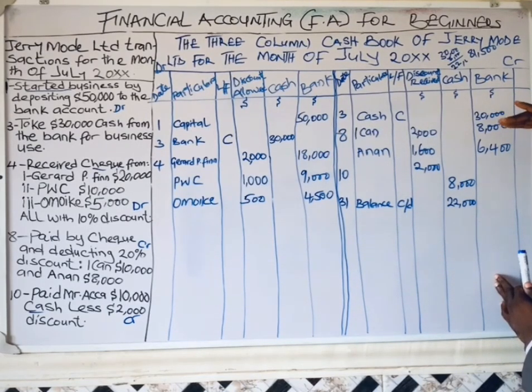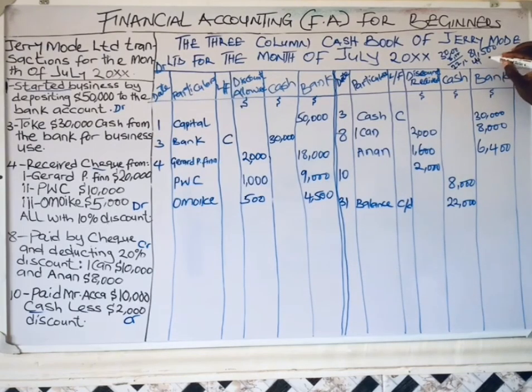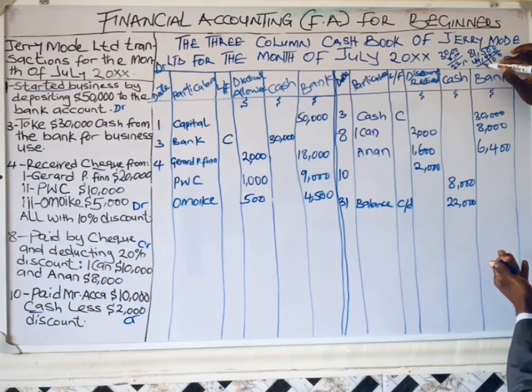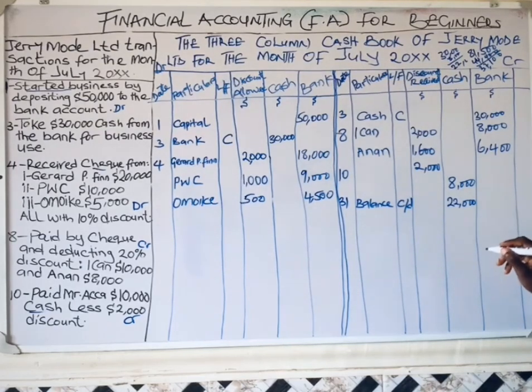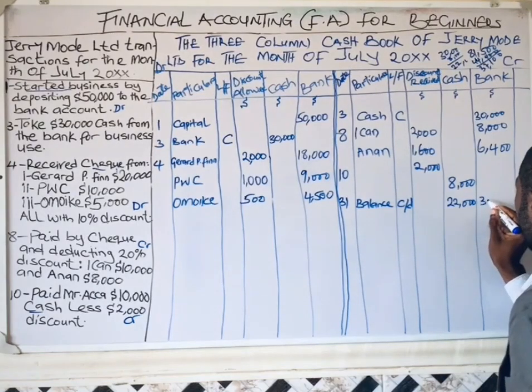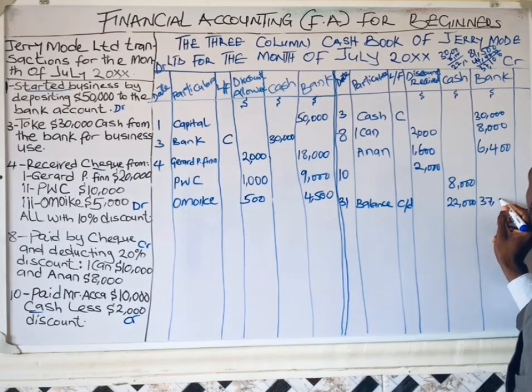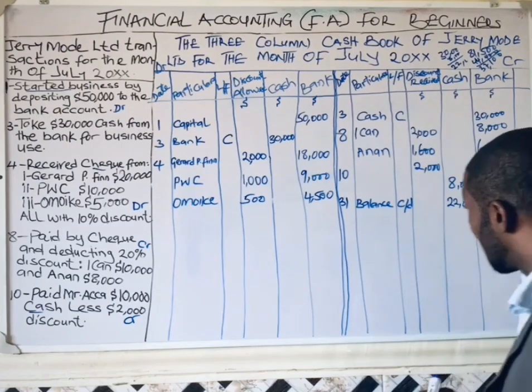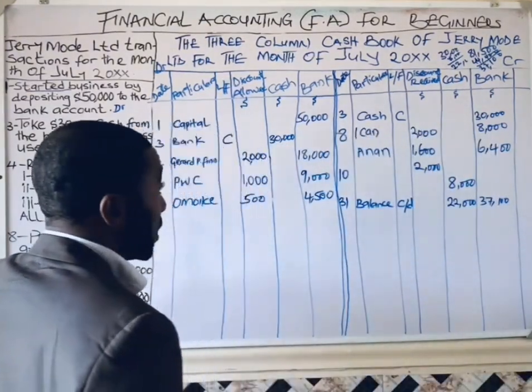Now you come to your bank column at the credit side, you add it. This is 30, this is 38, this is 44,400. Then you look for the difference to balance it up. 5 minus 1, 1. This is 7 and 3. $37,100 is our balancing amount. And in accounting, it is called balance carried down. So $37,100 is our balance carried down for the bank column.